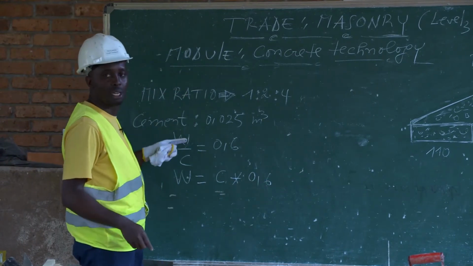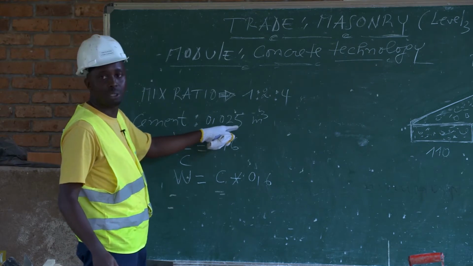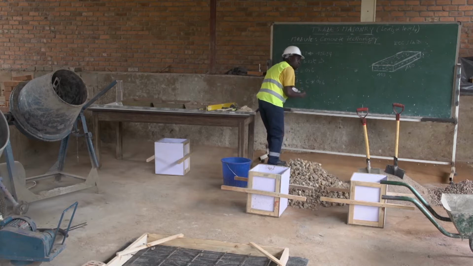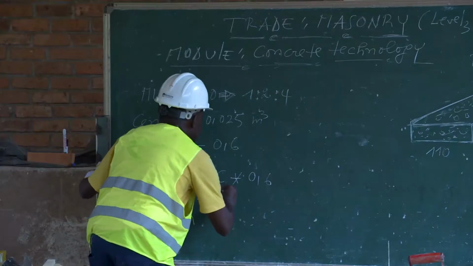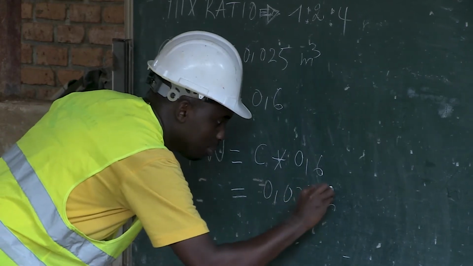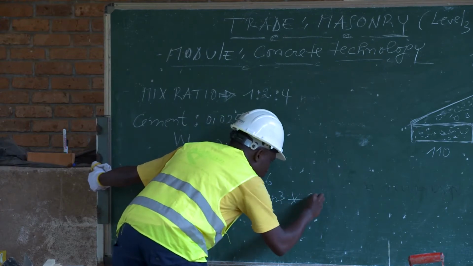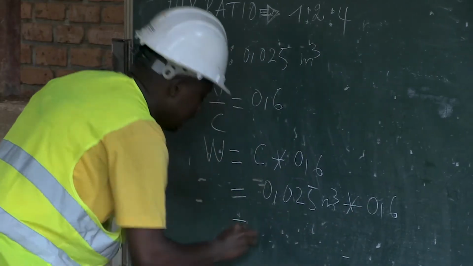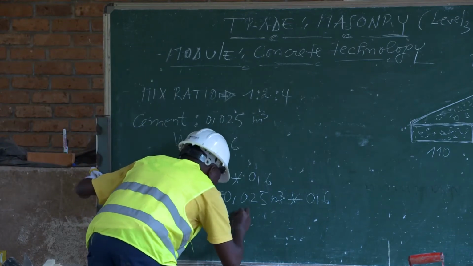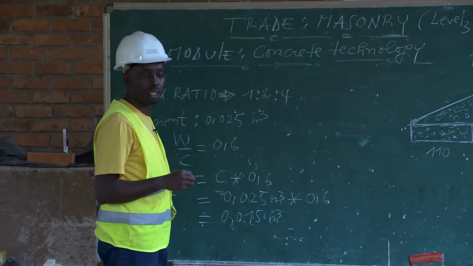And if you remember, the cement you have calculated was 0.025 meter cube, which means that to find out water to be used, we are going to take 0.025 meter cube times the ratio of 0.6. Then this will be equal to 0.015 meter cubes of water.